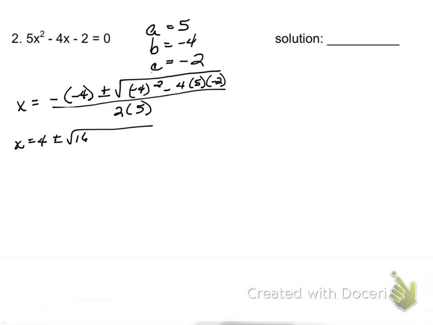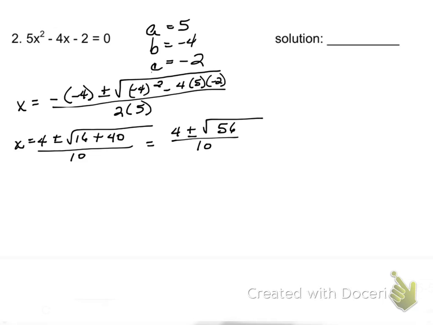Okay, then we have two negatives. We have a negative 4 and a negative 2, so that second piece is going to be plus. 4 times 5 is 20, times 2 would be 40. And then over 10. So that gives us 4 plus or minus the square root of 56 over 10.